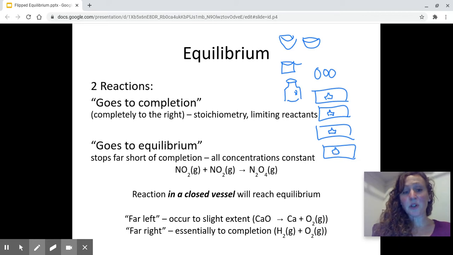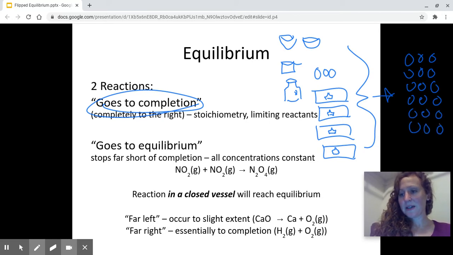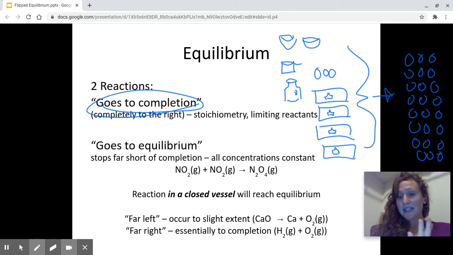And in our typical goes to completion reaction, we mix all of this up and we get out cookies. Lots of cookies if we're using this many ingredients, right? We get out lots and lots of cookies. In the end, what we pretend is that we don't have reactants anymore because they've all been turned into products. Well, this is not actually how most reactions proceed.